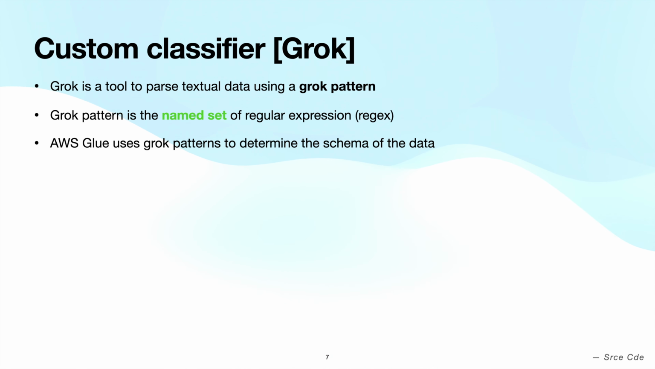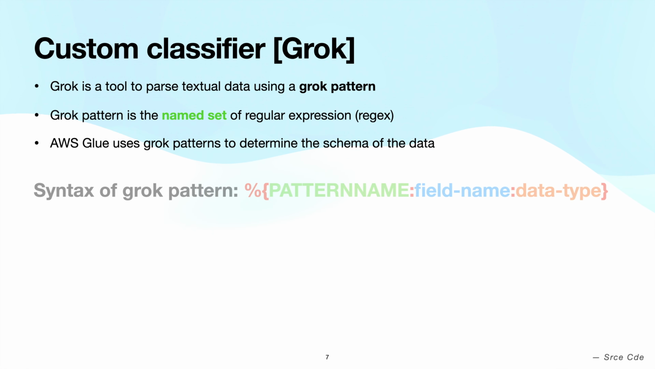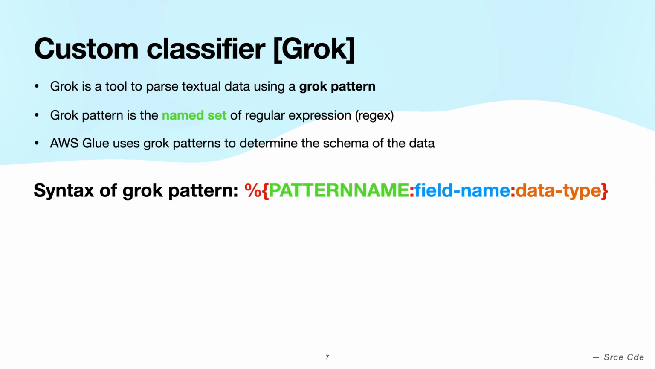Now let's have a look at the syntax of the Grok pattern. The syntax looks like this. It starts with a percentage sign followed by curly braces, and within the curly braces there is the name of the pattern followed by the field name or the alias name separated by a colon, and optionally you can define the data type after the alias name, which is again separated by a colon.